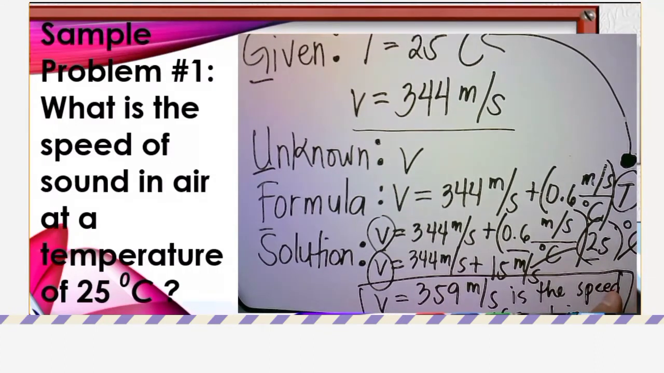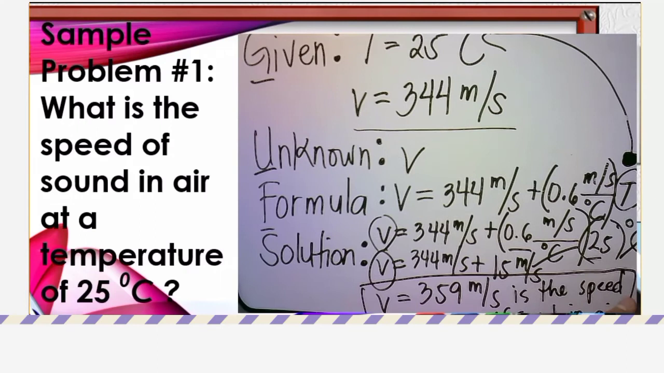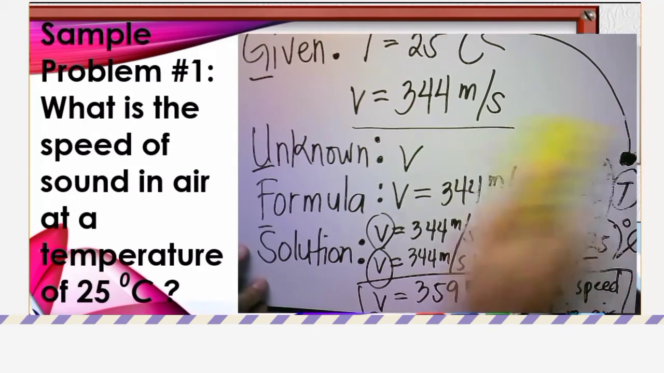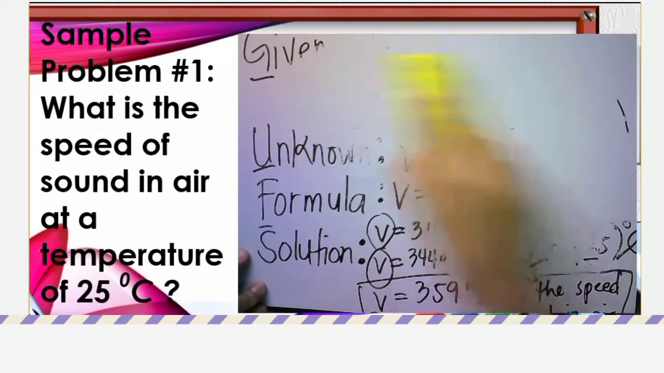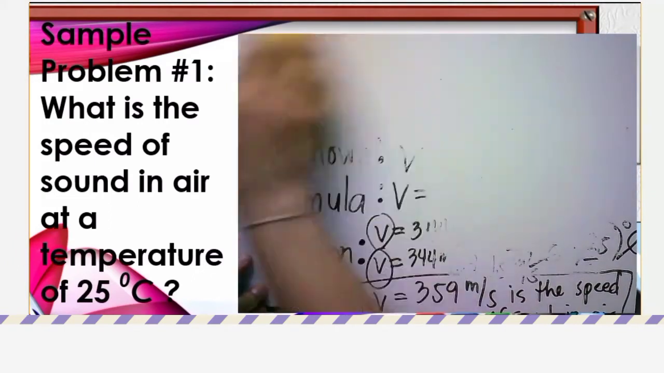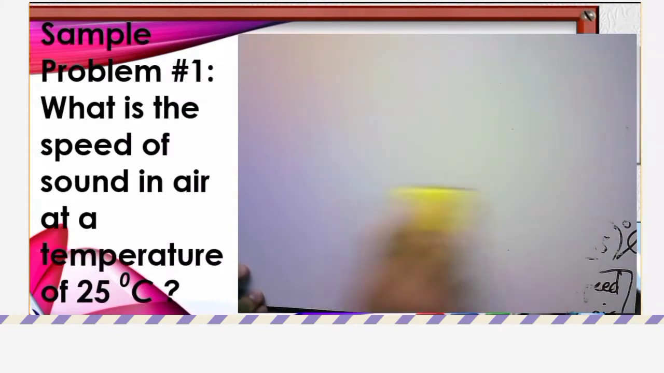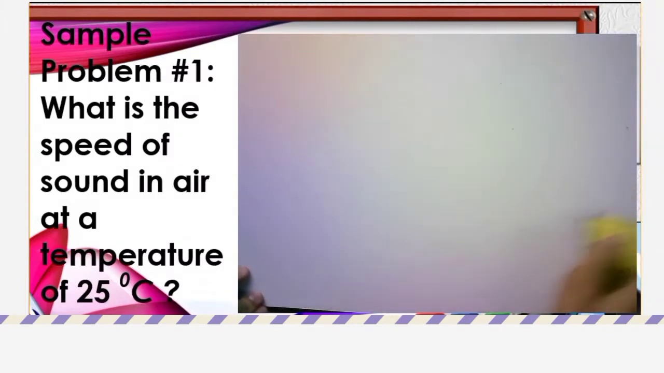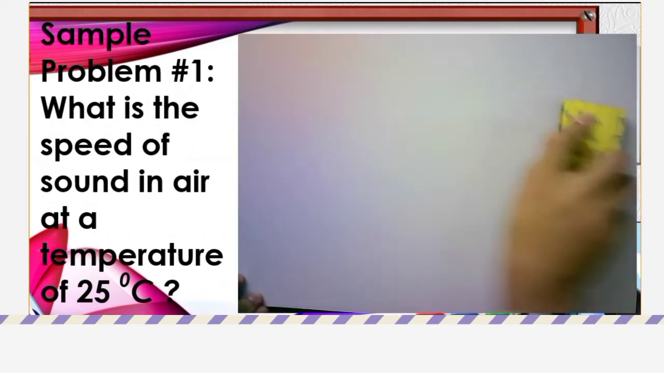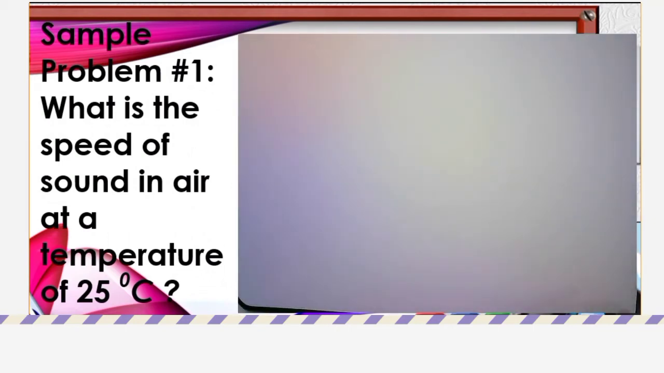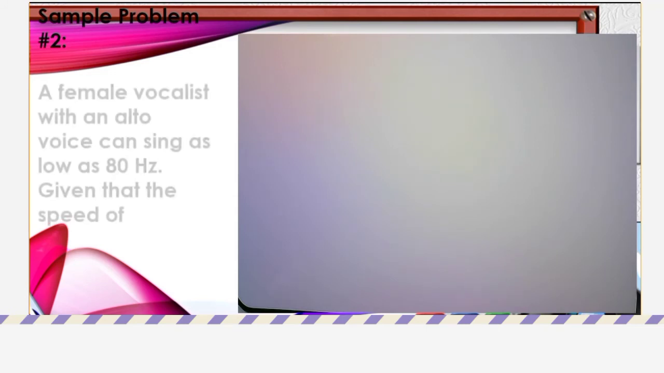Okay? I know you are good in computation, and let us proceed to our second computation. Are you ready now for the second computation? Kindly ready your scientific calculator or calculator in order for you to participate in our discussion. Okay? So next, our sample problem number 2.